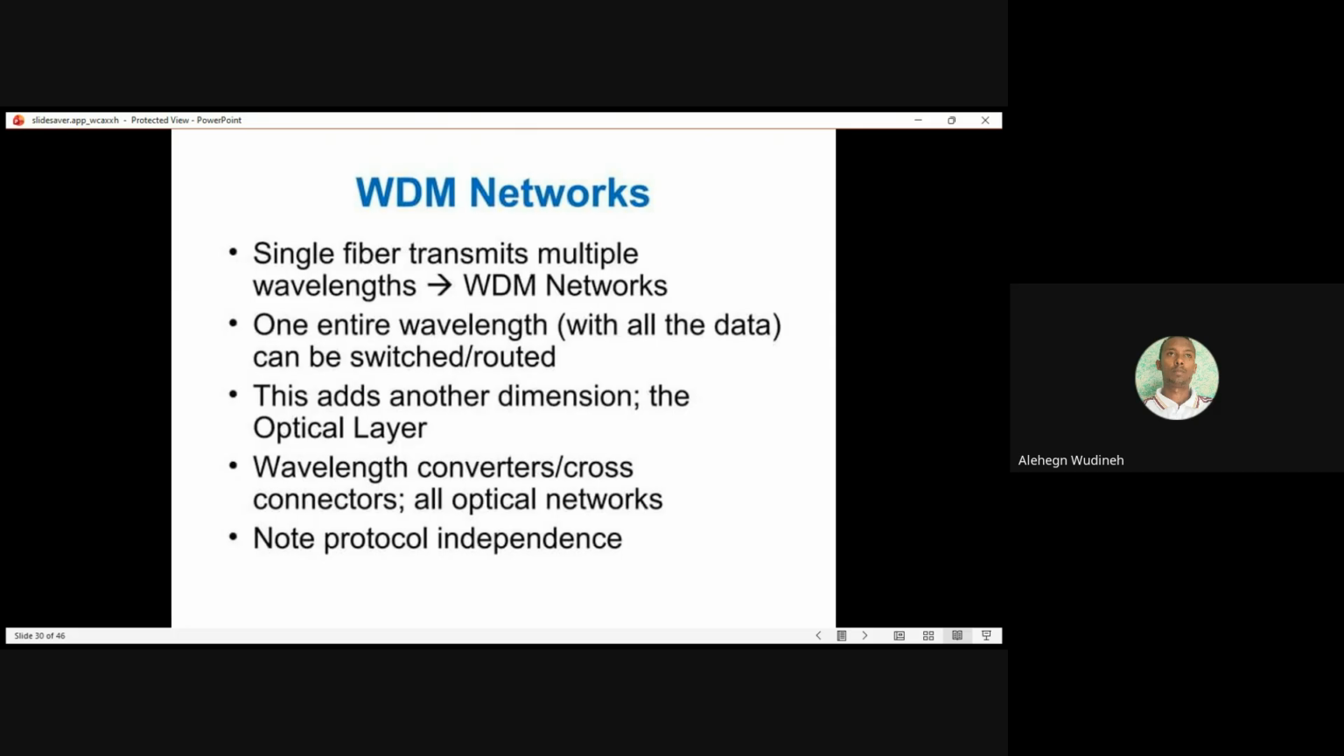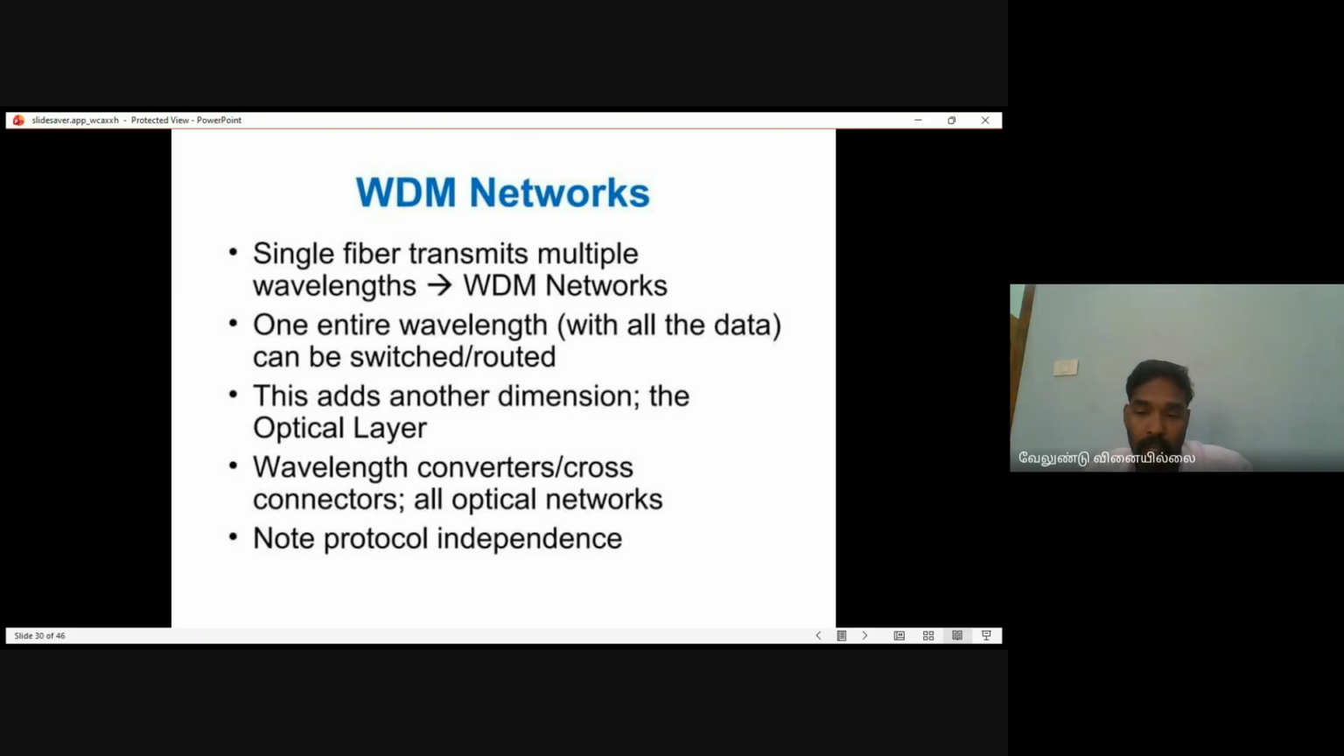Wavelength division multiplexing. Excellent. Great applause to Alan. Wavelength division multiplexing: a single fiber transmits multiple wavelengths. If you want to do this in a single fiber, we have to transmit multiple waves. Obviously, we need WDM networks. This can add another dimension to the optical layer.